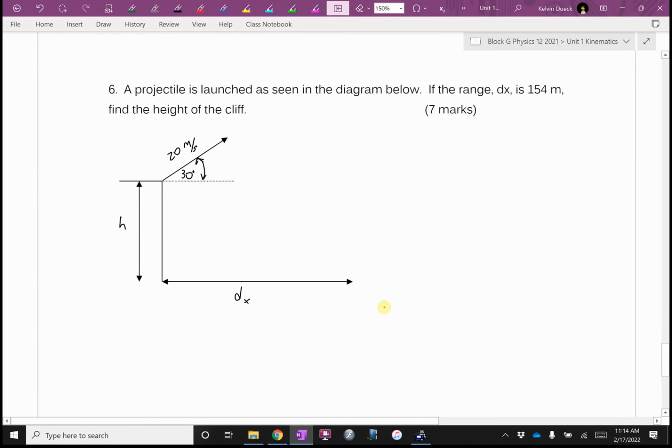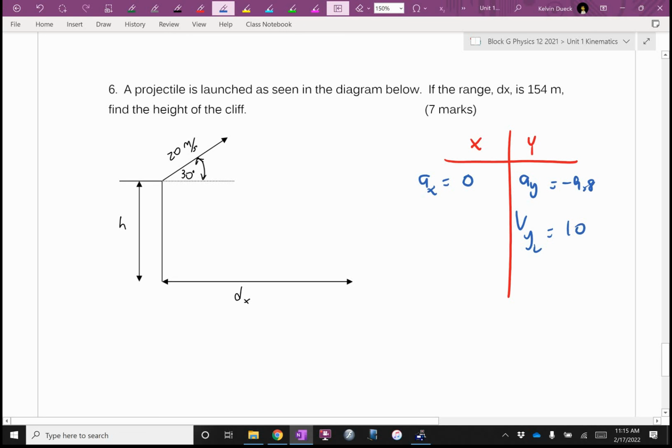Number 6. This question is way easier because they gave me the range instead of the height. I think you find you don't end up with a full quadratic, which is nice. I still see components because I see an angle. And so it's still going to be a t-table. I still can say AX is 0, AY is negative 9.8. VY initial is again going to be 10. VX, well, of course, it's going to be 17.321 because it's the same velocity and theta as the previous question.